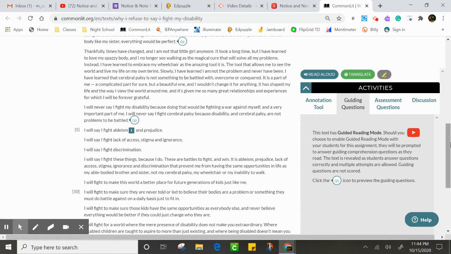I have learned that cerebral palsy is not something to be battled with, overcome, conquered. It is a part of me, a complicated part for sure, but a beautiful one, and I wouldn't change it for anything. It has shaped my life and the way I view the world around me. It's given me so many great relationships and experiences for which I will be forever grateful.